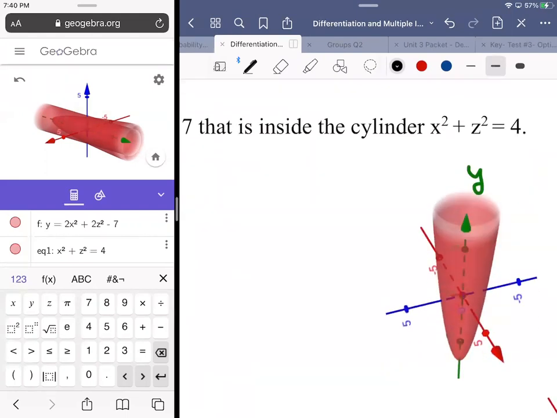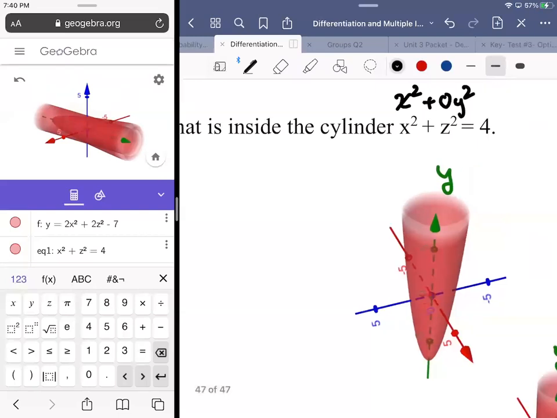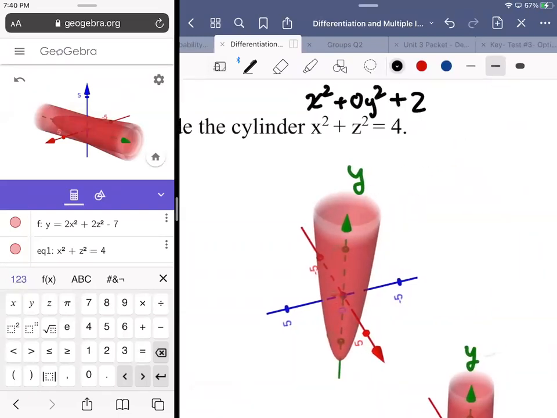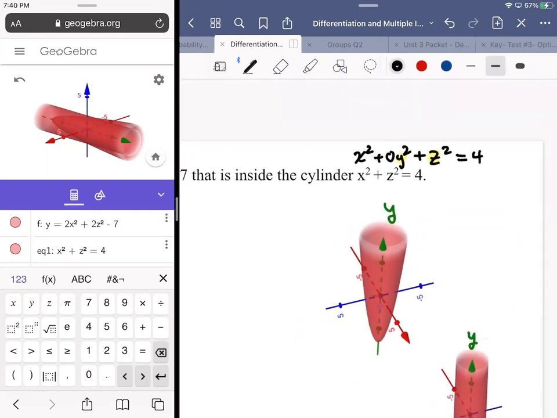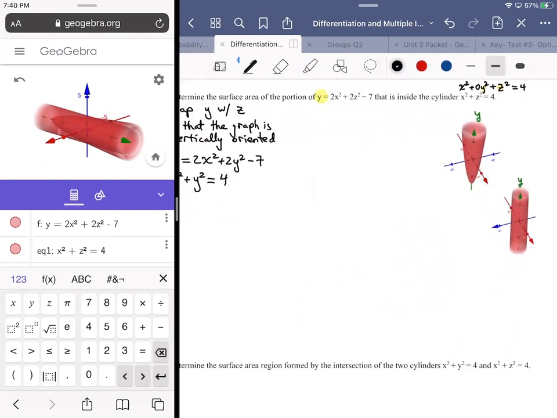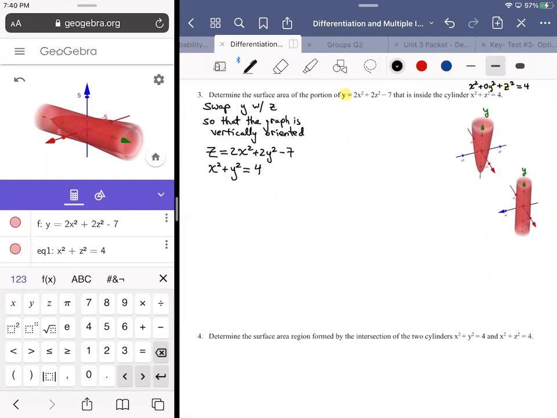So if you look at it this way, you could say x squared plus 0y squared plus z squared is equal to 4. All I did was swap that y with that z. And when I make that swap, the z goes away. The z has a coefficient of 0 rather than the y. So we end up with a nice circular equation, x squared plus y squared equals 4, which is a whole lot nicer to work with.